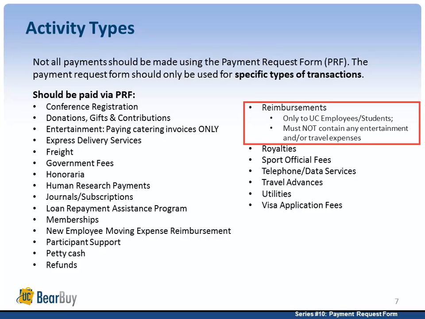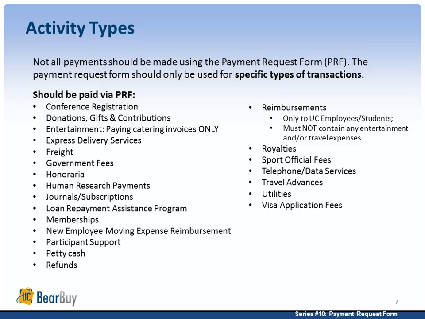Another one I want to point out is reimbursements. Reimbursements to UC employees and students is allowed on this form, but it should not contain any entertainment or travel expenses. If a reimbursement contains any entertainment and or travel expenses, that reimbursement cannot be made via this payment request form. Instead, it needs to be made via the travel and entertainment system. So in other words, not in BearBuy.